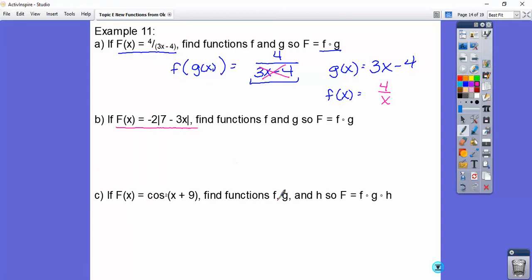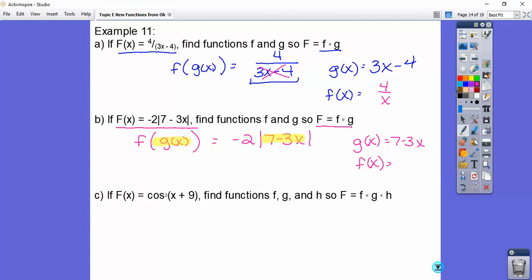So f of x is -2 absolute value of 7 minus 3x. And I want to find out the original f and g. So f composed with g is equal to this. So g is the inside. What's the inside over here? 7 minus 3x. So g of x is 7 minus 3x.